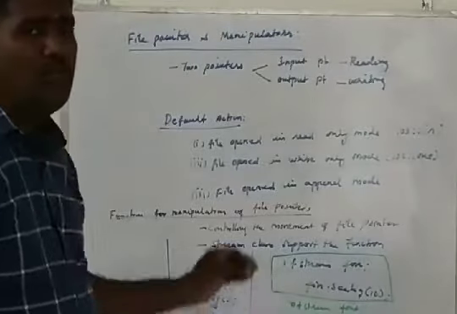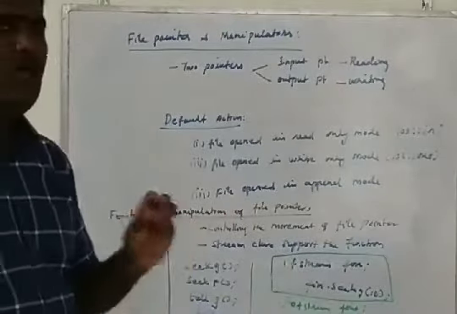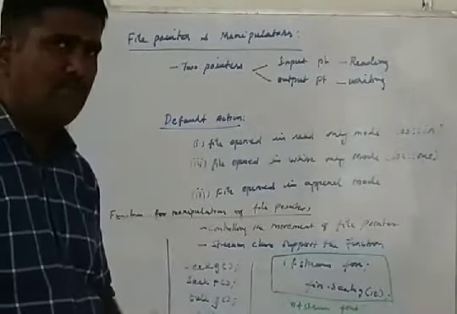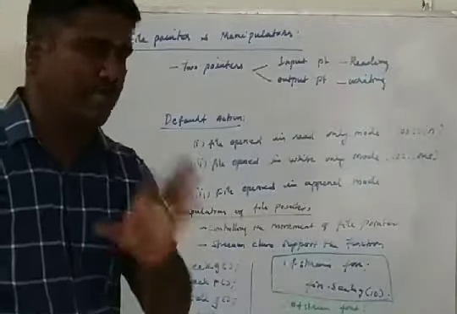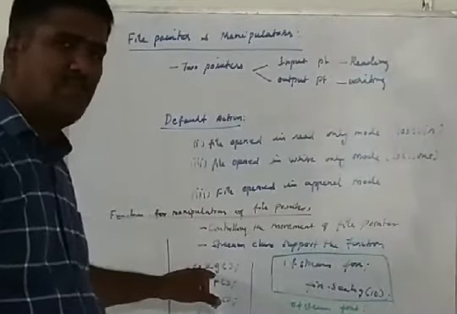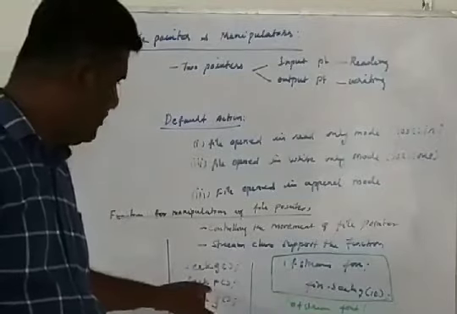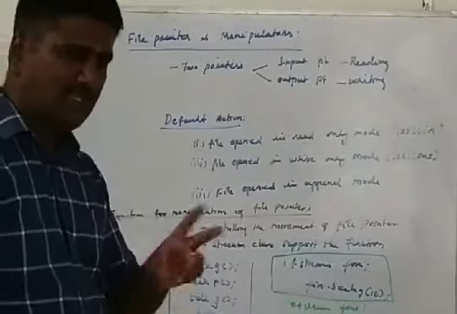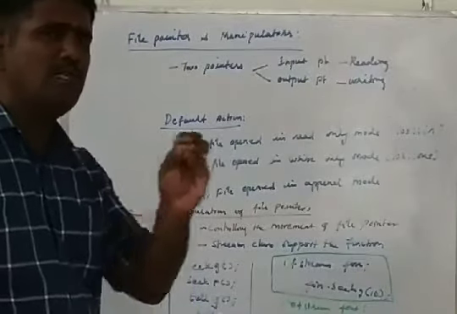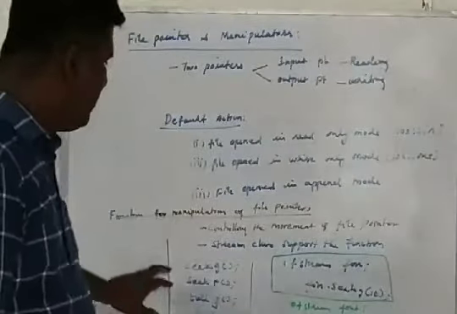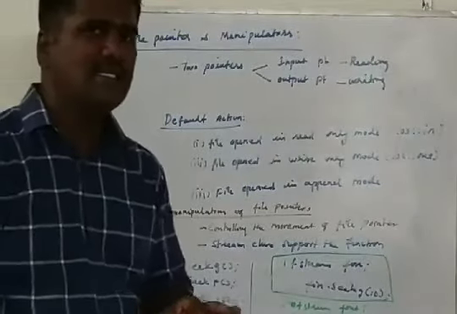Seekp moves the put pointer. The put pointer is nothing but the output pointer. The output pointer is moved to the specific location. So seekg is for the input pointer and seekp is for the output pointer. These two functions move the pointers to a specific location. For that purpose we are using seekg and seekp.